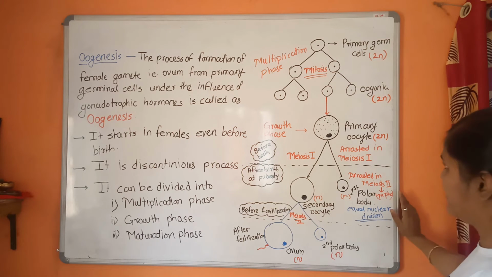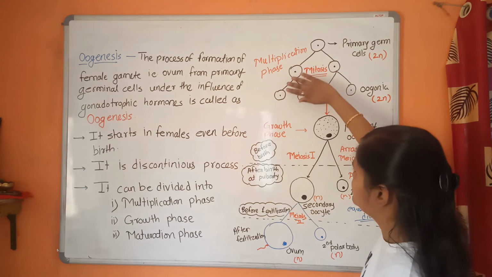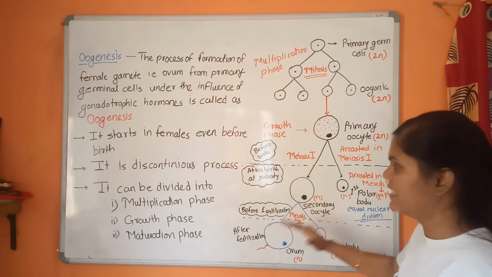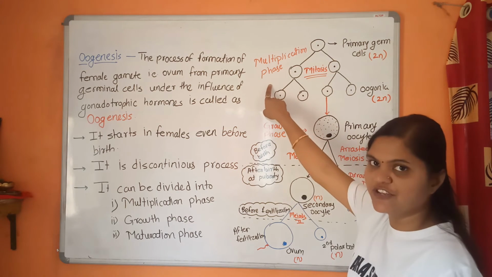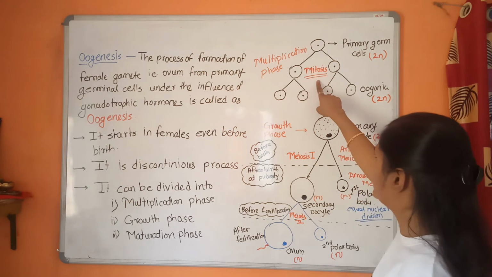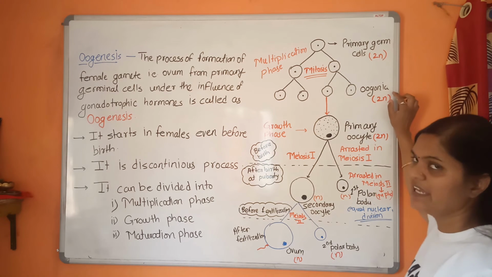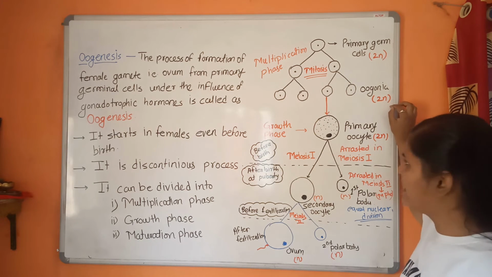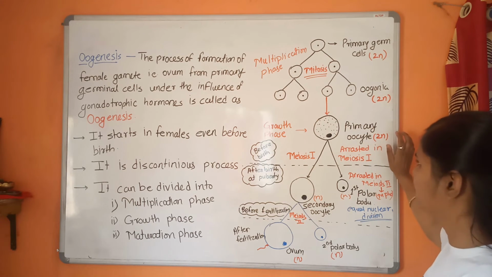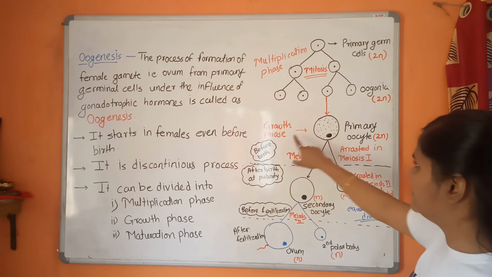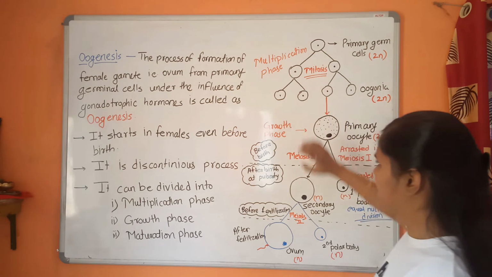It is a little bit complicated, but you can understand it by knowing that some processes take place before birth and some after birth. So which processes before birth? Multiplication phase. In the multiplication phase mitosis takes place. From the primary germ cells, oogonia are produced. These are also diploid cells, and then these oogonia are converted into the primary oocyte, and that process is called the growth phase. Before birth these processes take place.